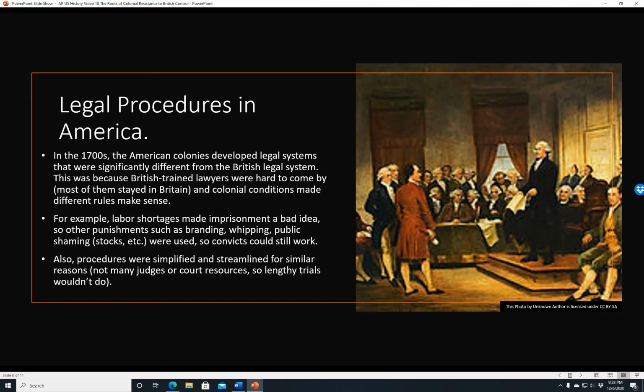Also, procedures were simplified and streamlined for similar reasons. Since there weren't many lawyers, there also weren't many judges, and obviously there weren't many court resources, so lengthy trials wouldn't do. Probably a lot of these people had other jobs besides being lawyers and judges. Not 100% sure, but anyway, definitely they didn't have enough resources to have a huge full-time court system, so you could see why these things would be simplified and streamlined.